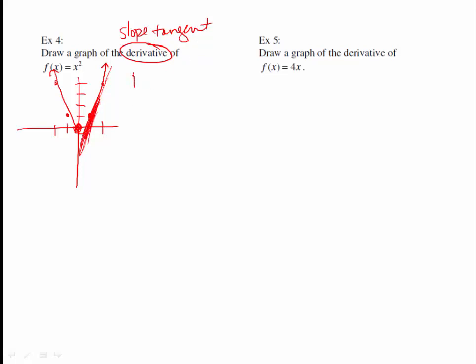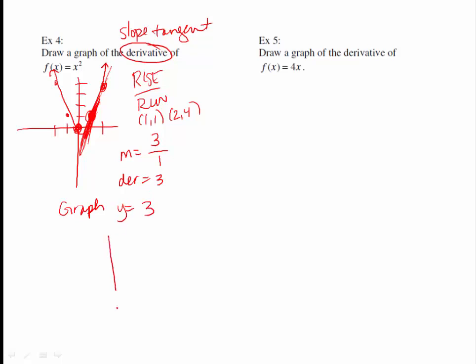We're going to try and find rise over run, but we need 2 points to do rise over run. So let's pick this point at 1, 1, and this one at 2, 4. We're going to rise up 3 and go over 1. So if our slope is 3 over 1, that means the derivative is going to be 3, which means when we graph the derivative, a constant function, it is going to be a horizontal line at that exact same number. Notice that a squared function, which is a parabola, has a derivative that is a constant function, a horizontal line.